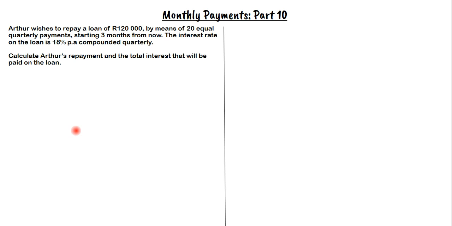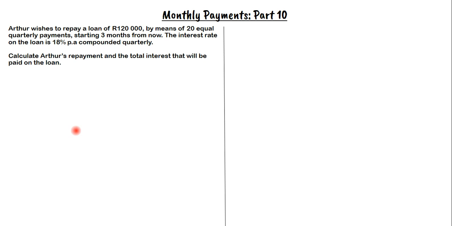I'm going to read the instructions and explain how to calculate the monthly payments. Arthur wishes to repay a loan of 120,000 rand by means of 20 equal quarterly payments, starting 3 months from now. The interest rate on the loan is 18% per annum compounded quarterly. Calculate Arthur's repayment and the total interest that will be paid on the loan.